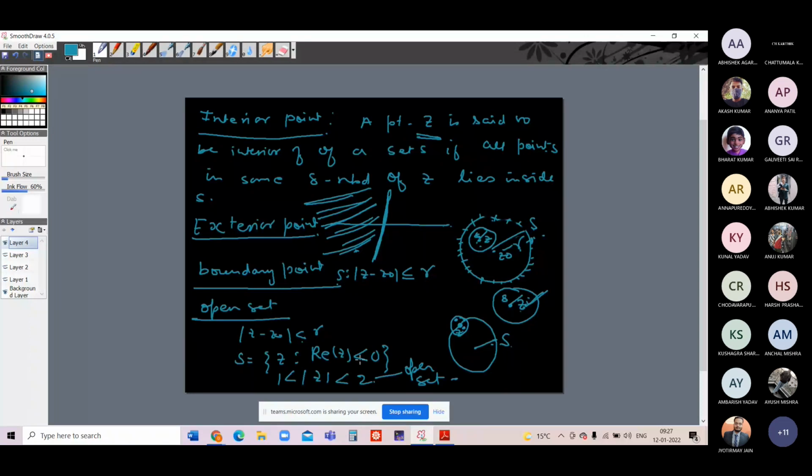Closed set: if we are including the boundary points also, if here we put equal to R, here we put equal to 0, here we put equal to, then all these become examples of a closed set. So a closed set: if every boundary point of S belongs to this set S, then that set is called a closed set.